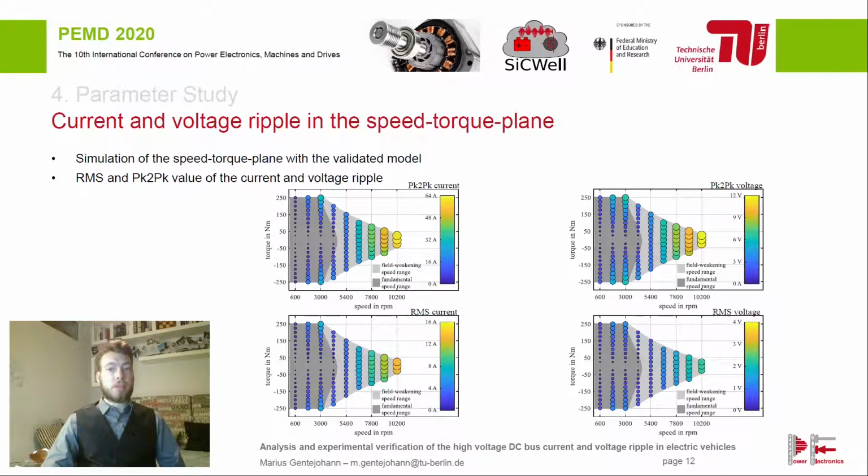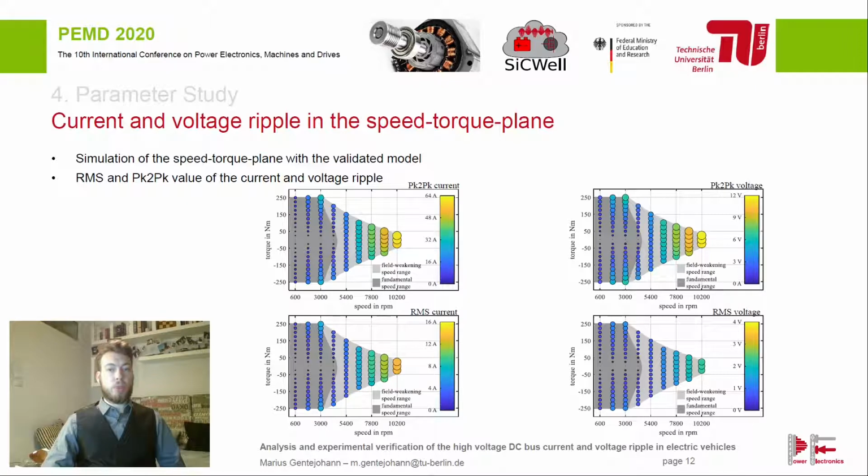The validated simulation model is used for a parameter study. More than 100 operation points in the torque speed plane are plotted in order to understand the impact of torque and speed on the RMS and peak-to-peak current and voltage ripple. Each circle represents one operation point, and its area is scaled with the amount of the ripple. The amount is also indicated by the color.